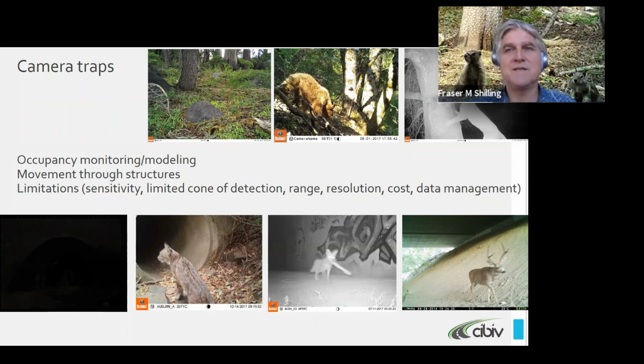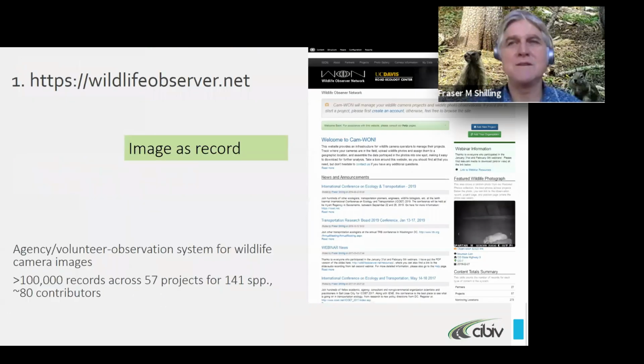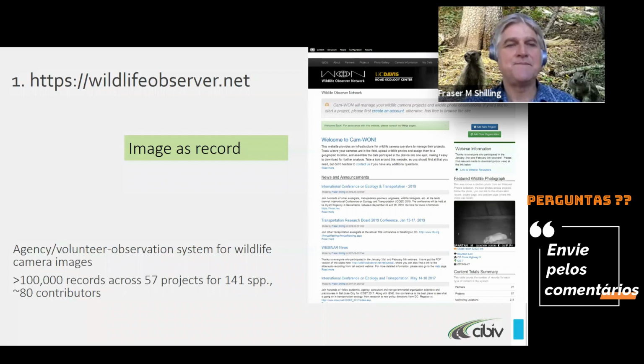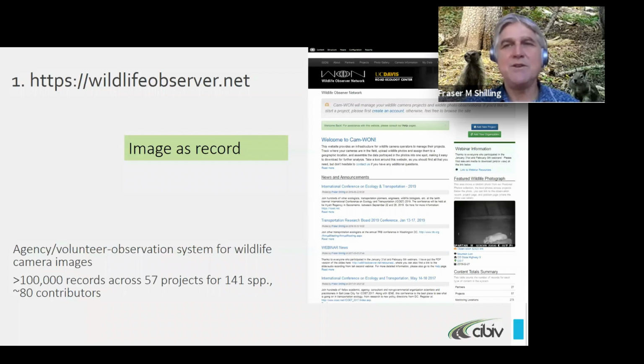So what I'm going to talk about today is how we can reduce those costs by automating different steps in the overall workflow. The umbrella system that I'll be talking about is what we call CAM1, CAM for camera, and then WON, Wildlife Observer Network. And the URL, the website address, is on the screen. It's a system open for anybody to use. There are 57 projects that have collected data on 140 species, used by 87 different organizations across those projects. And it can be used by volunteers or agencies, academics, anybody, for managing wildlife camera images.